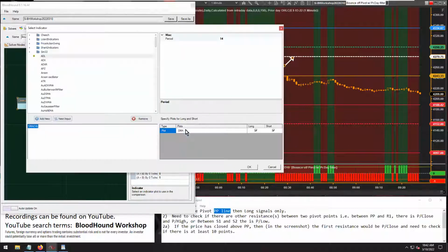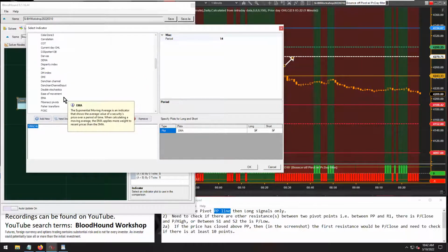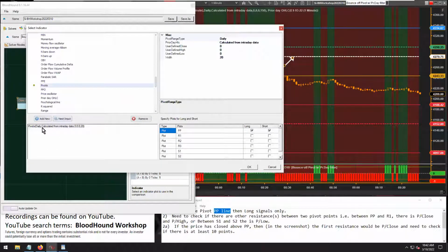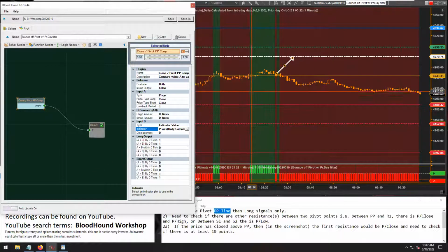So let's open that up and then scroll down and find the pivot indicator. All right, there we go. There's the pivots indicator. And so we want to know, is the closing price above or below the PP line there. So that's already selected for us. We're good to go. Click OK.